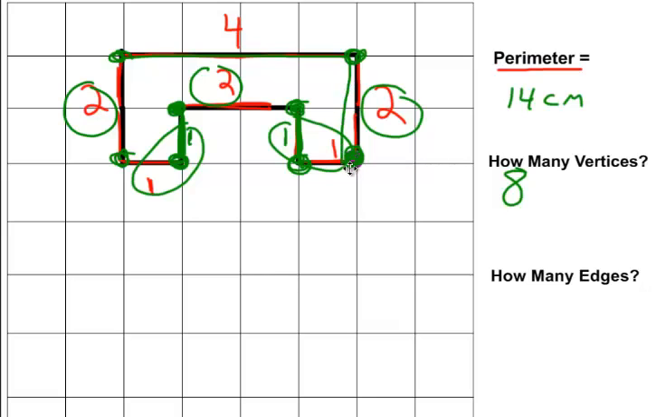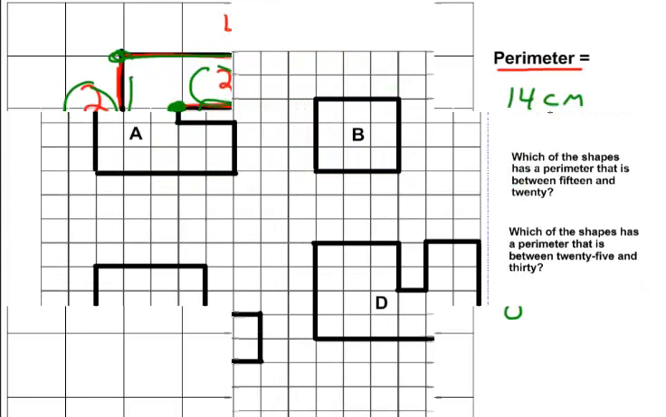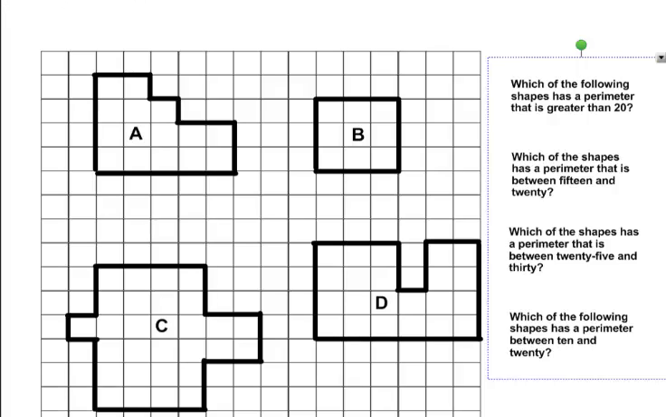1, 2, 3, 4, 5, 6, 7, 8 edges. Okay, now we're getting into the real meat and potatoes of this unit, where we have to combine perimeters and compare them with one another. So which of the following shapes, let's read this question, which of the following shapes has a perimeter that is greater than 20? And that's the key part here. We need, which of the following shapes has a perimeter of greater than 20?